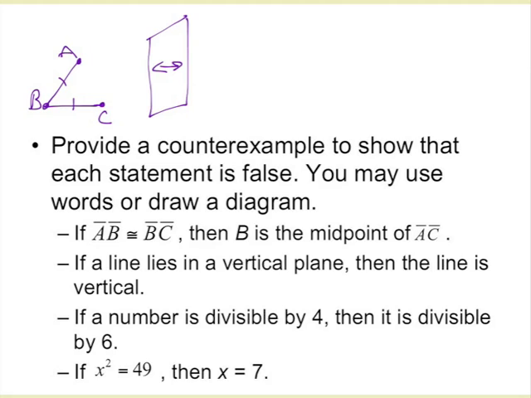The third one: if a number is divisible by 4, then it's divisible by 6. So what's a counterexample there? 16 isn't divisible by 6. 16 is not divisible by 6, but it is divisible by 4.